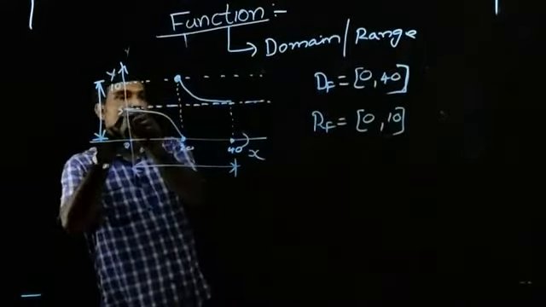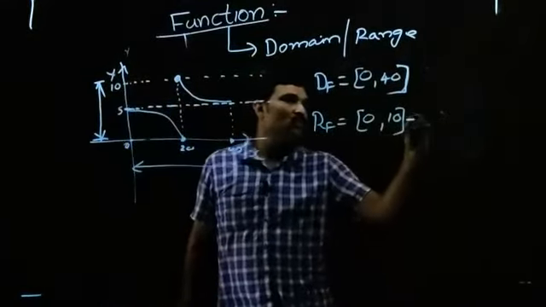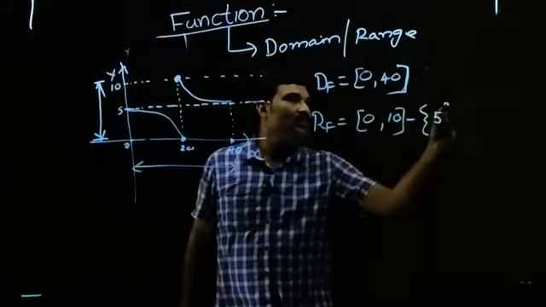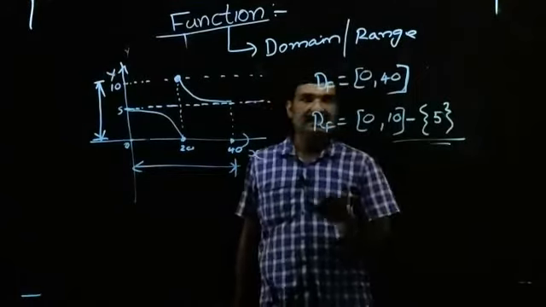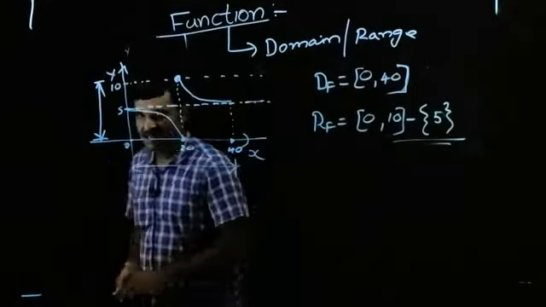But it is not touching the point 5, so we can exclude the 5. So the closed interval 0 to 10 minus the set {5} is the range of this function, right?